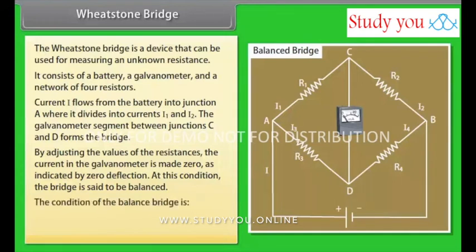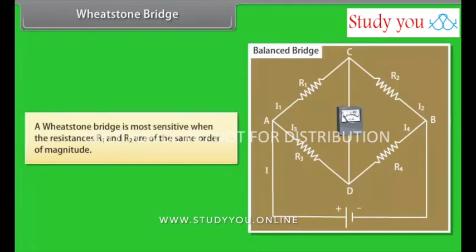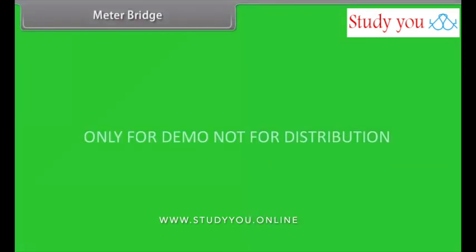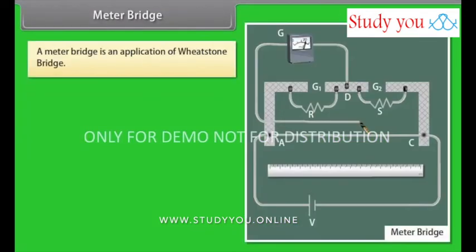The condition of the balanced bridge is R1 upon R2 is equal to R3 upon R4. A Wheatstone bridge is most sensitive when the resistances R1 and R2 are of the same order of magnitude. Meter bridge. A meter bridge is an application of Wheatstone bridge.